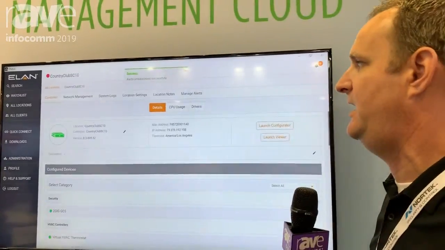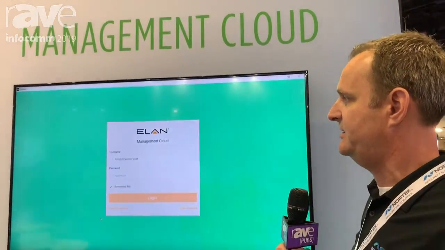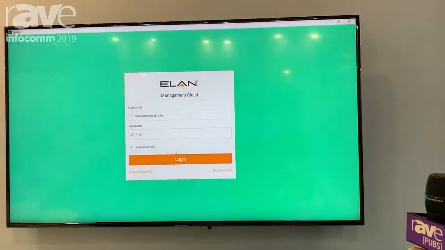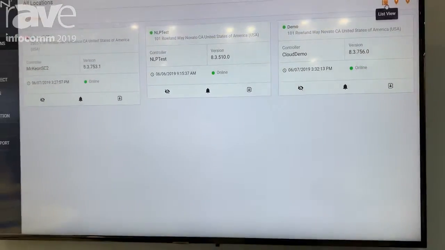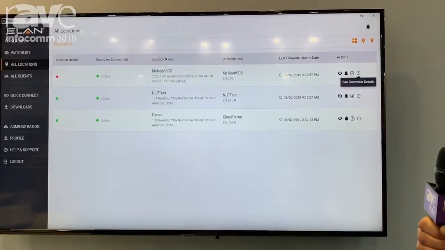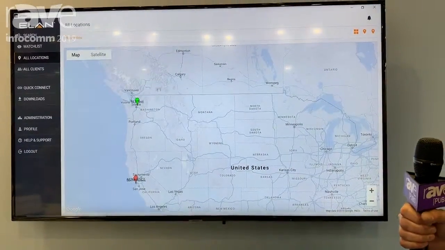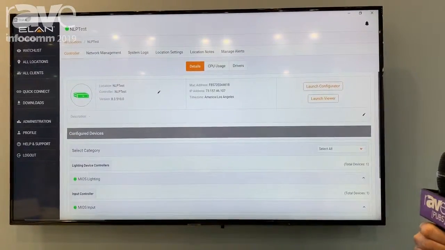I am here showing the new Nortek Management Cloud. This is a solution for dealers to be able to manage their systems, their lawn systems and other Nortek systems directly from one portal. So it allows them to see all of their installations. As you see in the demo right here, we can see all of the controllers that we have connected, where they are. But the great thing about this system is it allows us to proactively manage those systems.